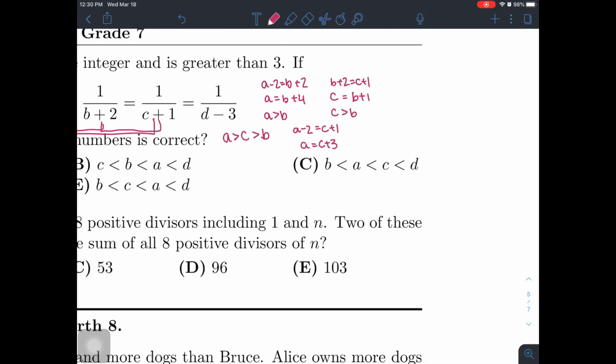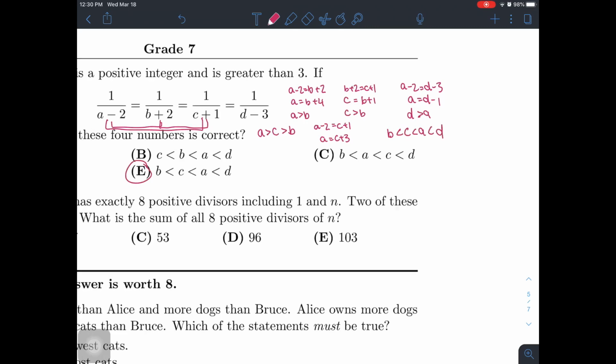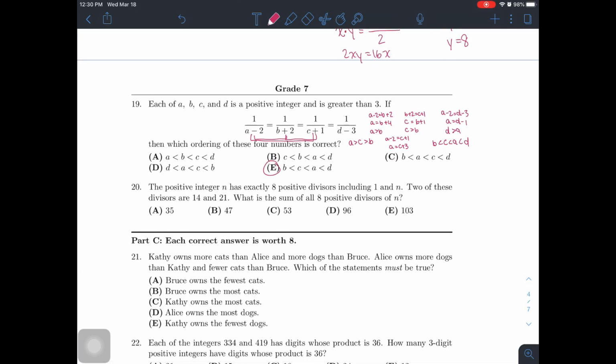Then if we look at the last pair, let's do A minus 2 equals D minus 3. Therefore, we know that A equals D minus 1. From this, we know that D is greater than A. So the order is B is smaller than C, which is smaller than A, which is smaller than D. Therefore, E is the correct answer.